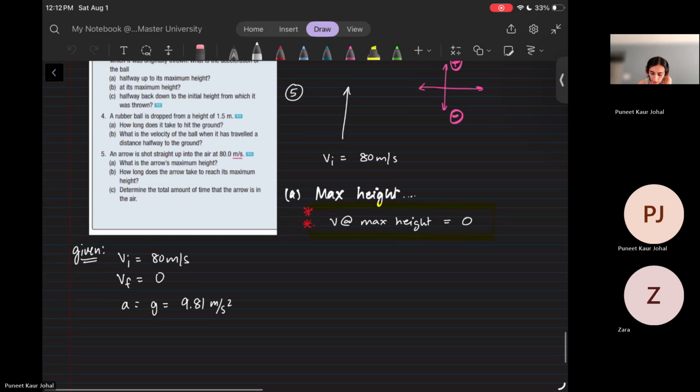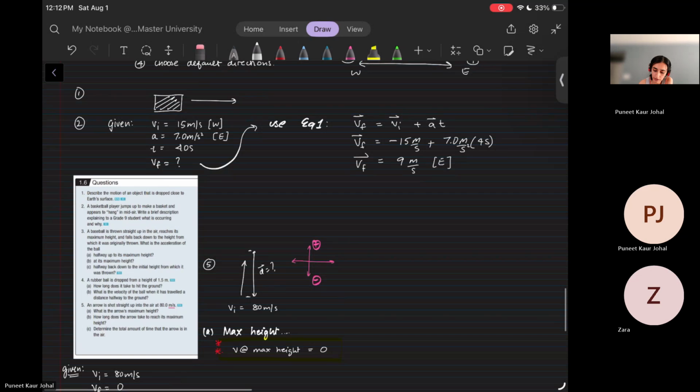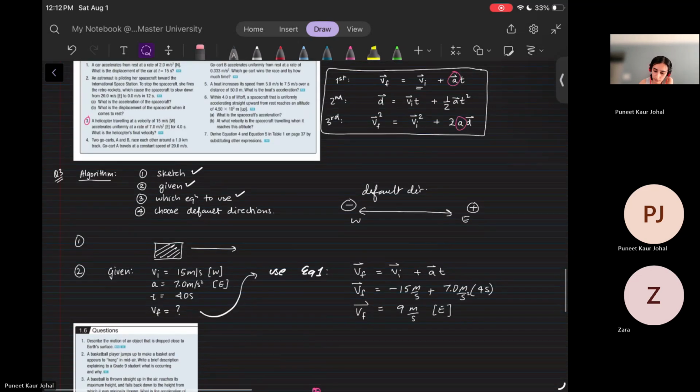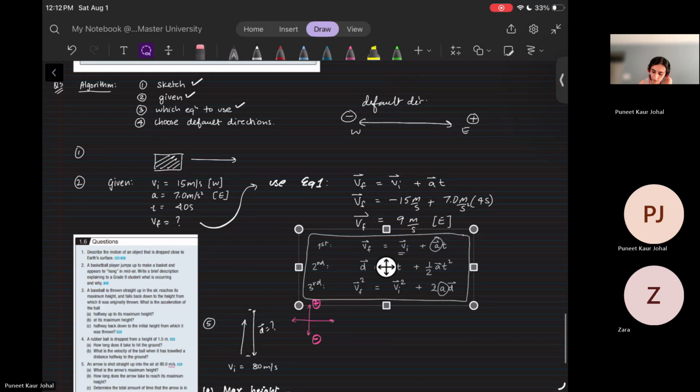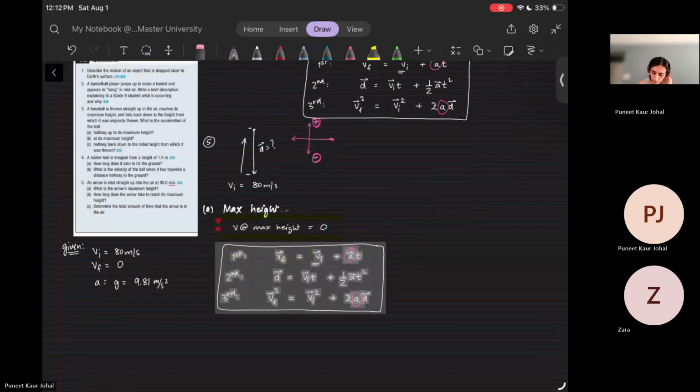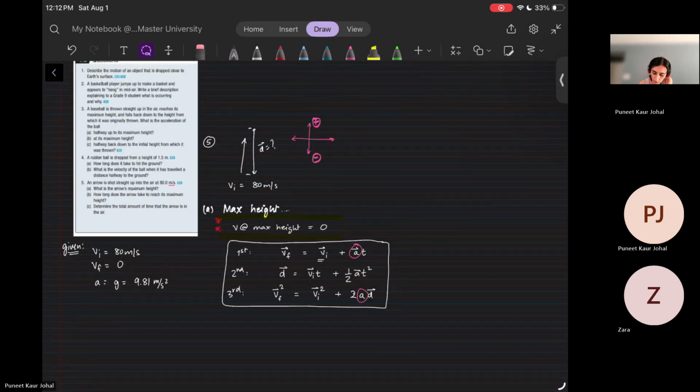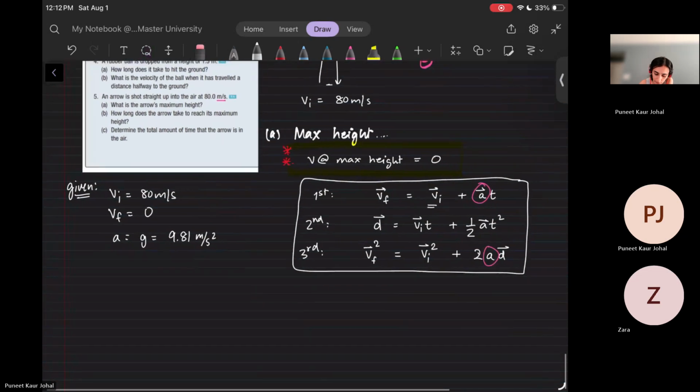But that's what we have, and we're trying to find the max height. So we're trying to find, from here, maybe max height is here, this distance is what I'm trying to find. So again, I'm just going to bring this down here. Which equation would be the best suited? Because what I'm trying to find is the displacement, maximum height.